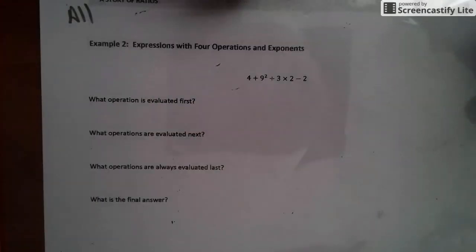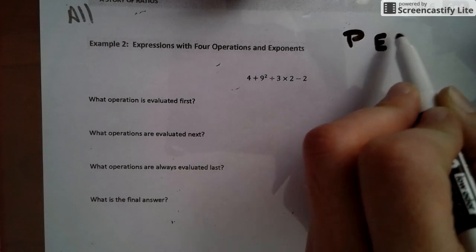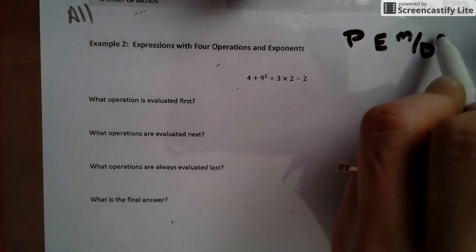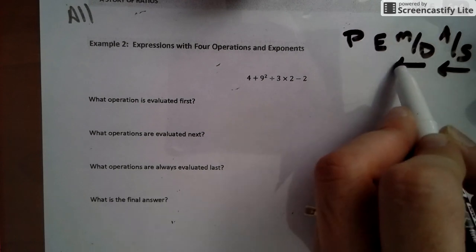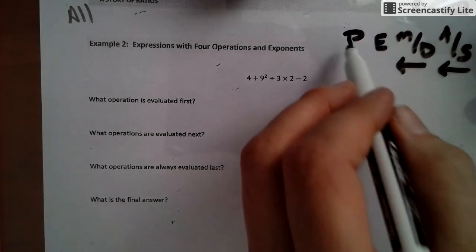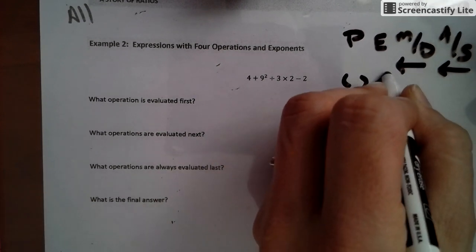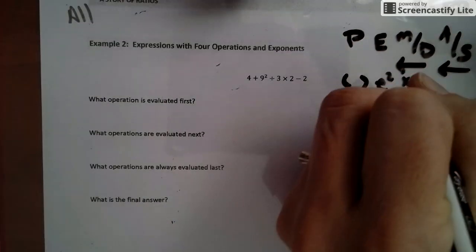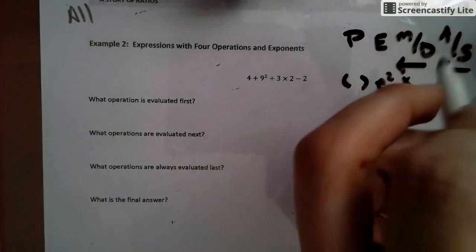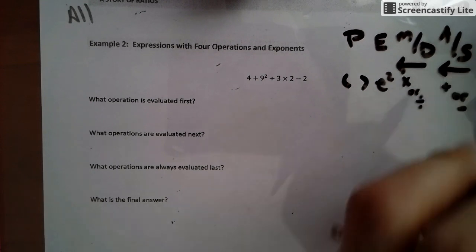Orders of operation. Now you started learning this last year, so you might remember this. PEMDAS. And I do some different little things than most teachers do. So P stands for the parentheses, E stands for the exponents, multiply or divide, whichever is closest to the left, add or subtract, whichever is closest to the left.